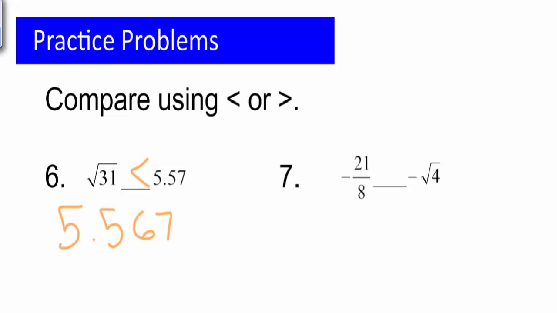Alright, let's look at number 7, negative 21 eighths and the negative square root of 4. Well, let's start with the negative square root of 4. That is just going to be negative 2. And negative 21 eighths. Well, I know that 8 will go into 21 twice, and I'll get 16. And then I will have 5 eighths left over. But this is negative. So now which is smaller, negative 2 and 5 eighths or negative 2? Negative 2 and 5 eighths is smaller, so I put the less than sign. And that's how we work with real numbers.